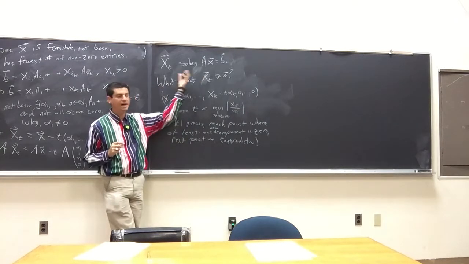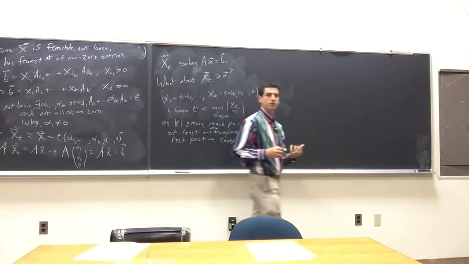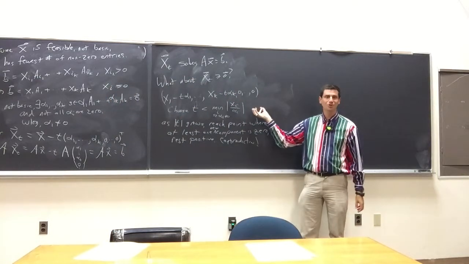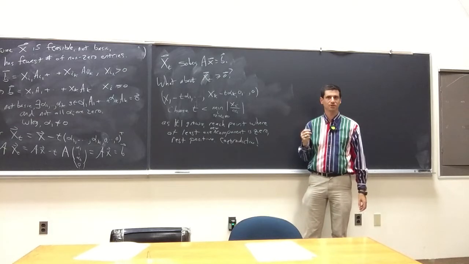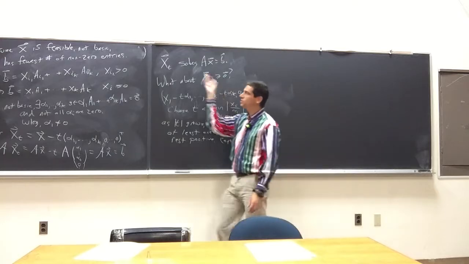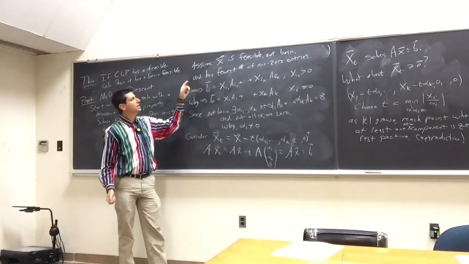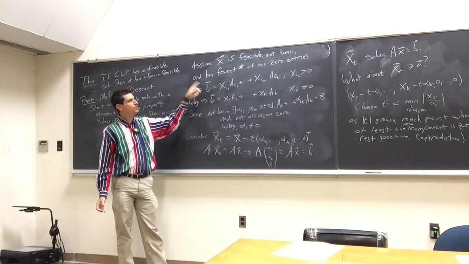We assumed that we had a feasible solution with a minimal number of non-zero components. We just found a feasible solution with fewer non-zero components. Contradiction. Well, what was our assumption? Our assumption was more than just that x was a feasible solution with a minimum number of non-zero components. It was a feasible solution with the fewest number of non-zero components, and it was not basic.